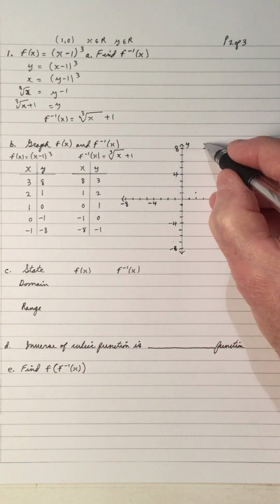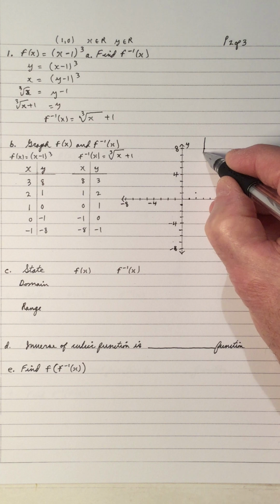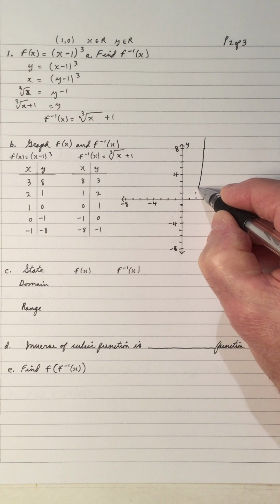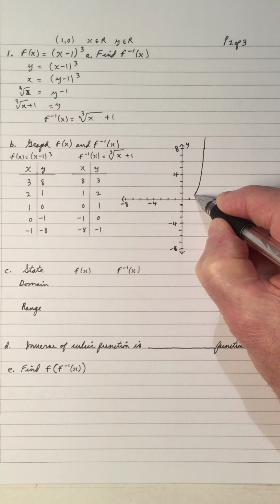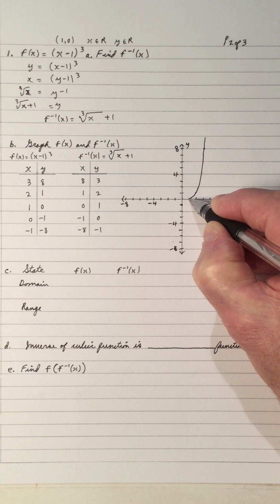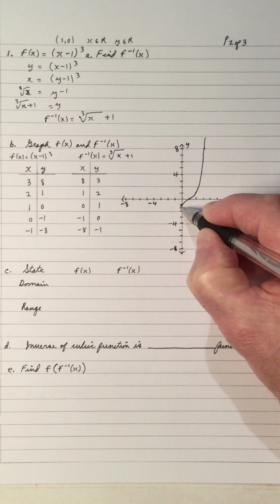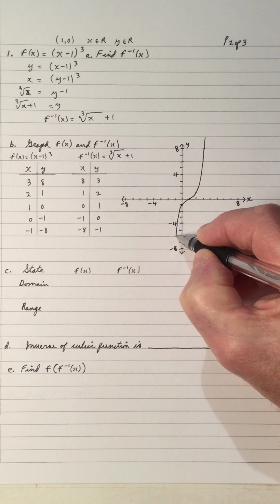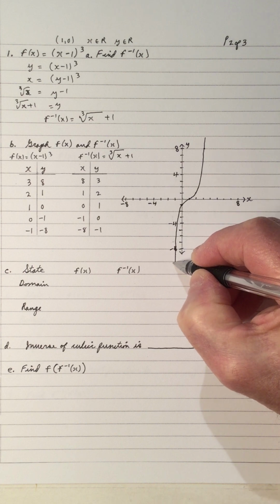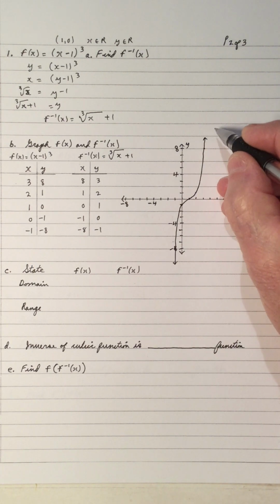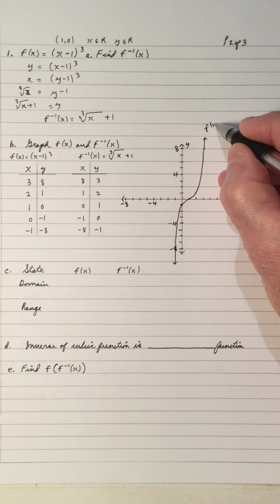So as we said, it's a sideways s, so it comes down. As you can see, it's coming down, and it bends into here, and it goes over. And there it is, a sideways s. This is f of x.